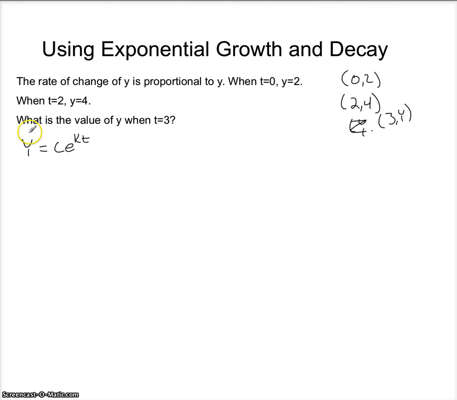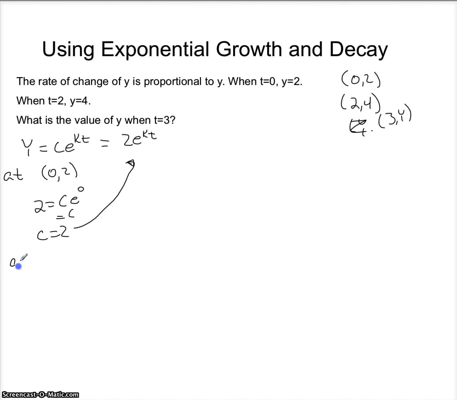Okay. First thing, let's start with 1 point. At 0, 2, let me see what I get. When I plug in y is 2, that is equal to c e to the 0. So that tells me c is equal to 2. I can immediately rewrite my equation. So this becomes 2 e to the kt. All right, that's all I've done is plug it in.